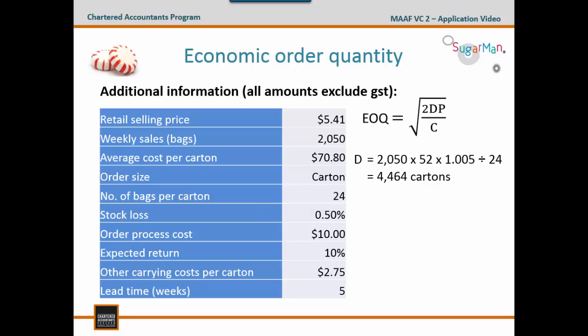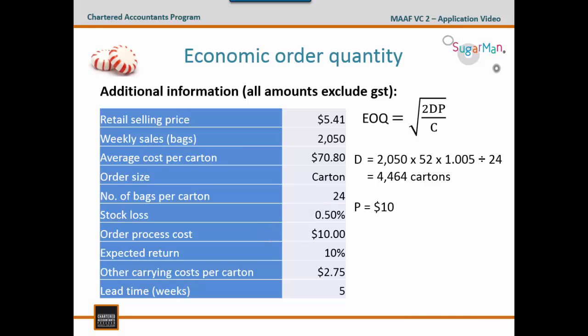Starting with demand, the annual consumption would be 2,050 bags sold per week, multiplied by 52 weeks. There is a wastage factor that also needs to be included, so demand would be 4,464 cartons per year. If we use a demand period other than annual, we would need to ensure that the other factors like expected return are also adjusted to reflect the same time period. Therefore, it is often easier to use annualized demand for EOQ calculations.